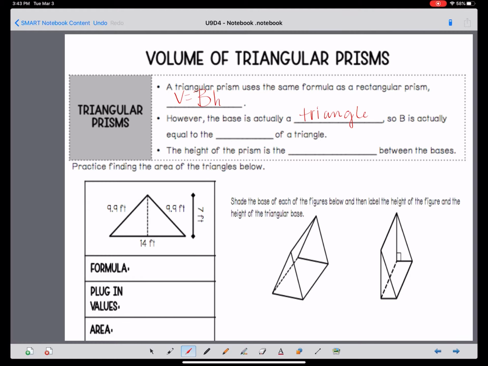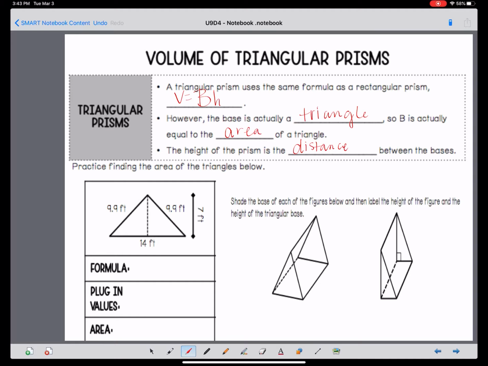So B, or area of the base, is actually equal to the area of a triangle. And the height of the prism is the distance between the bases. The height of the prism is always the distance between the bases. So let's go ahead and take a look at this.